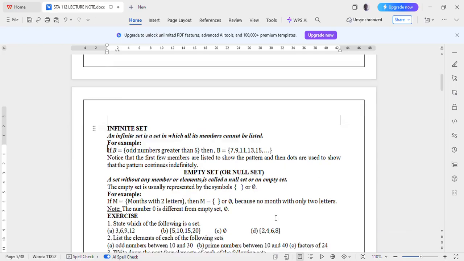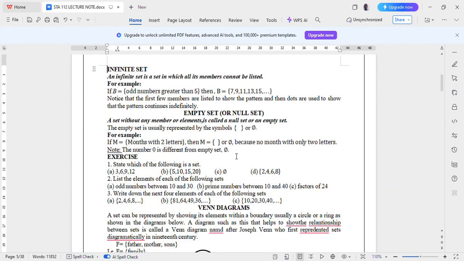Now another one is the empty set or null set. An empty set is a set that has no elements. The empty set is a set without any element or member. It is called a null set or an empty set. So it can be called a null set or it can be called an empty set.